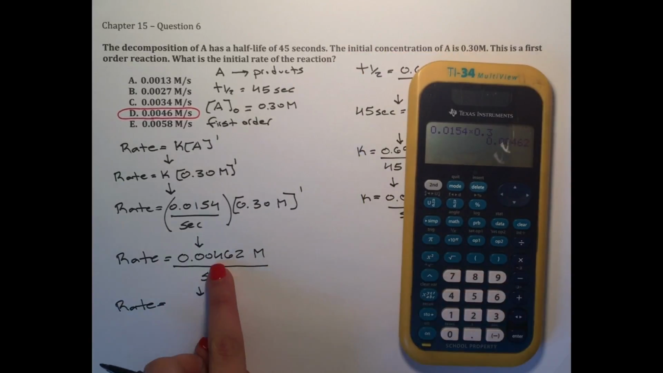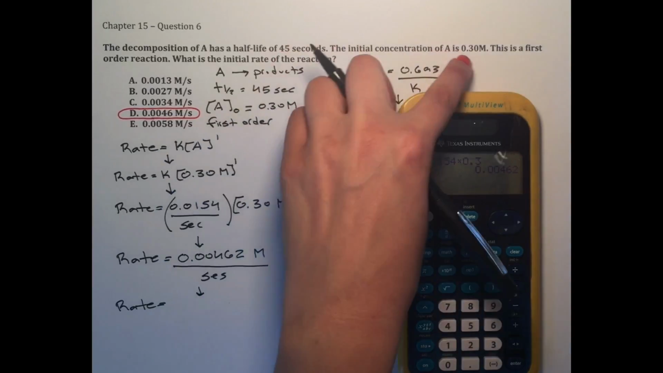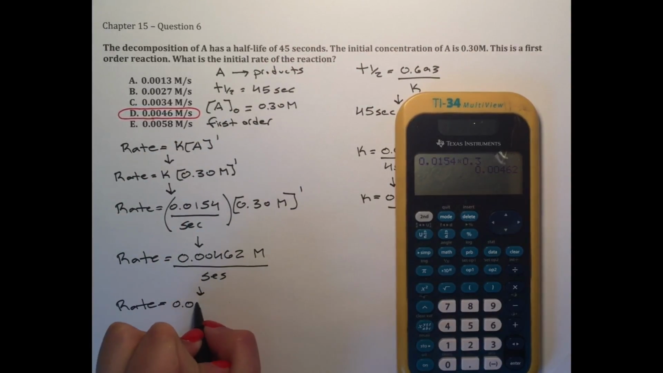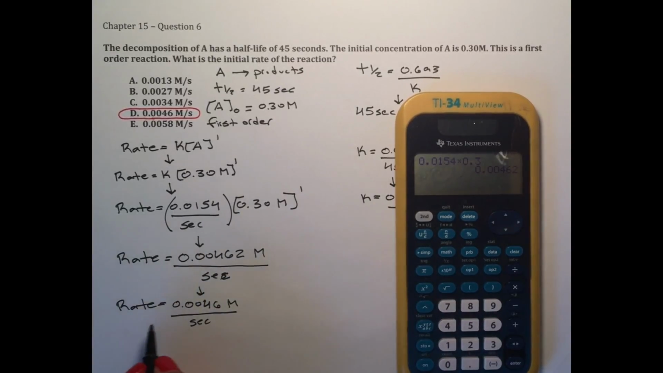And the smallest amount of significant figures we were given in this problem is 2, which you can see here. So we are going to simplify this to 0.0046 molar per second. And that is our answer. It matches the one that we were given, and I hope this was helpful.